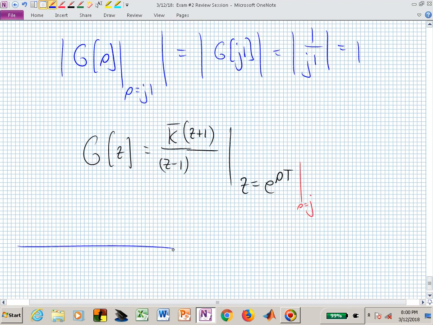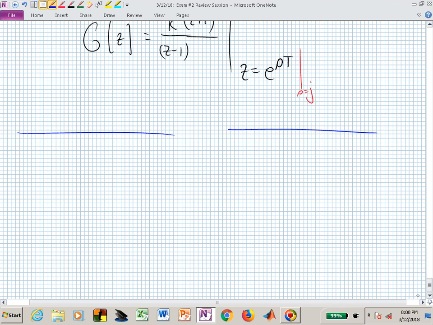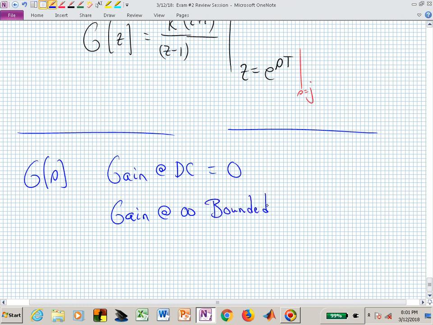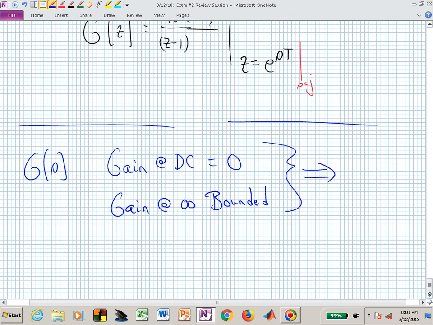That was an aside. Let's look at another piece. So that's sort of finding the gain at an arbitrary frequency. What if G of s is such that the gain at DC is 0? That doesn't help us to match, does it? But let's say that the gain at infinity is bounded. Now where do we match gains? And what would maybe give rise to something like this?